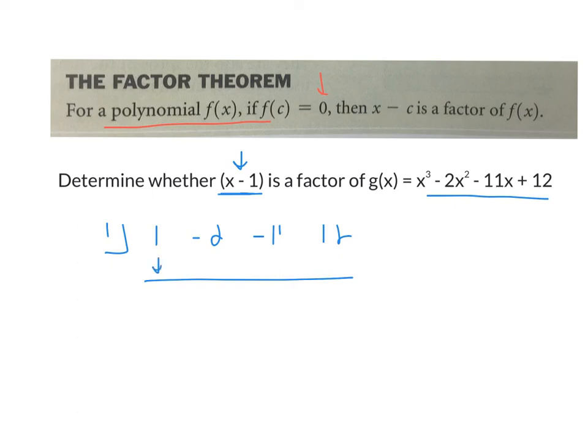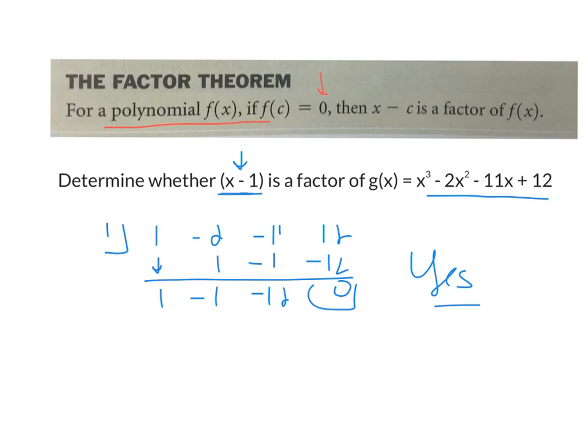So I'm bringing the 1 down like I always do. Multiply by what's in the box. 1 times 1. Add, multiply by what's in the box. Add, multiply, add, and look what I got. I got a 0, which means it is a factor. Yes, x minus 1 is a factor.